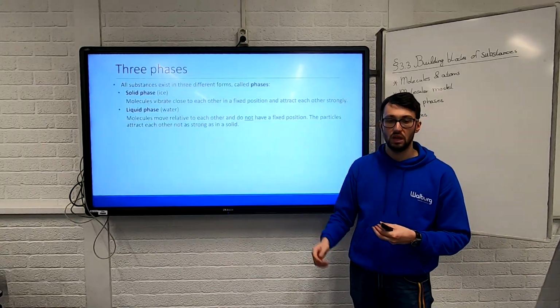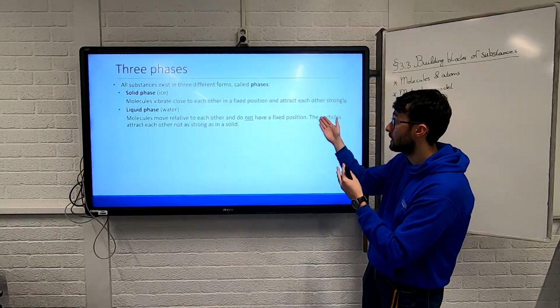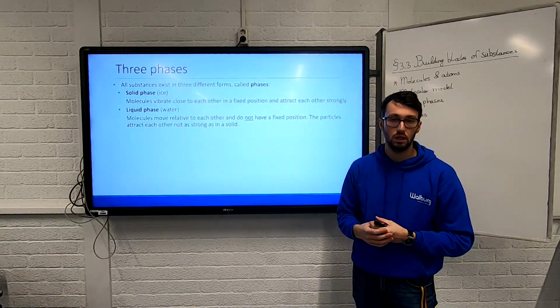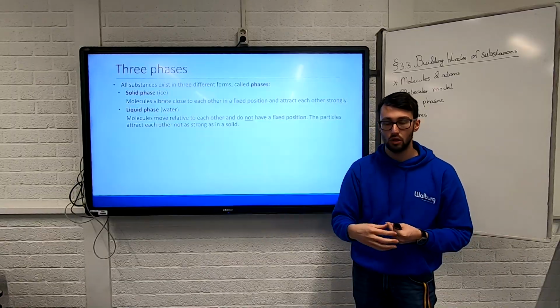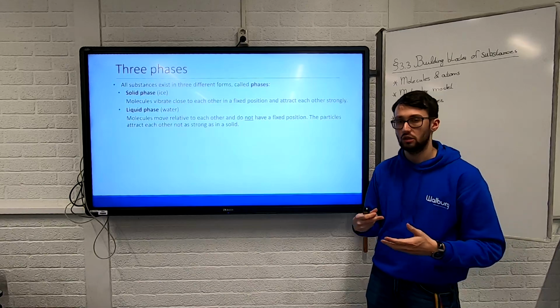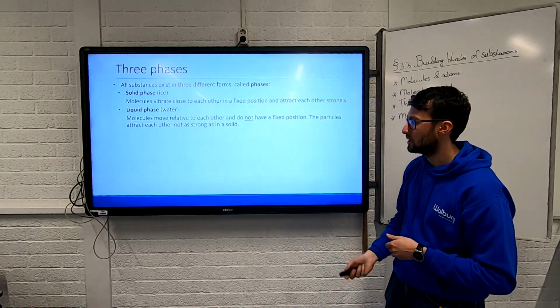That means that water can flow. So if you have a block of ice, the ice is always the same shape. However, if you have liquid water, it can flow out of a glass, it can flow over your table, it can flow over your homework and ruin it all. So there's a lot of difference between the liquid phase and the solid phase.